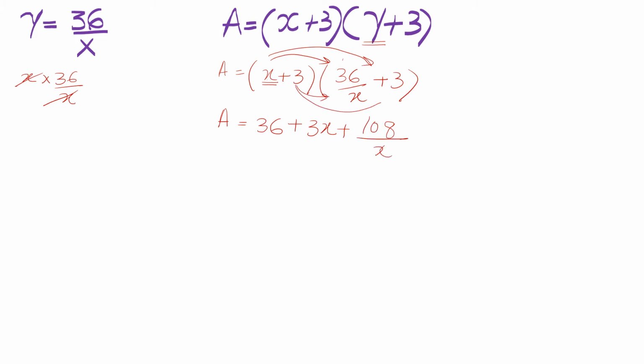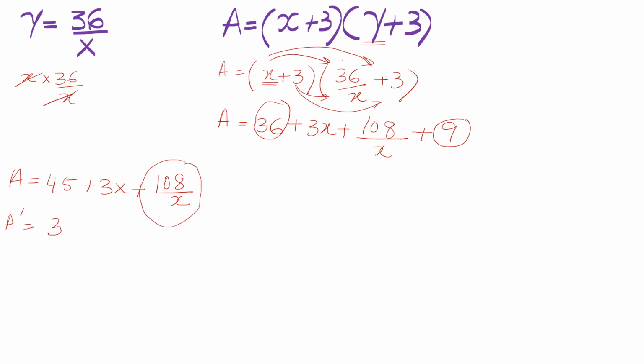Then you will have 3 times 3, which gives you 9. Now 36 and 9 are the numbers. So you will have A equals 45 plus 3x plus 108 over x. Now take the derivative. So A prime equals the derivative of 45, which is 0, so it's cancelled, plus the derivative of 3x, which is 3. Now look here at how we will take the derivative of 108 over x.